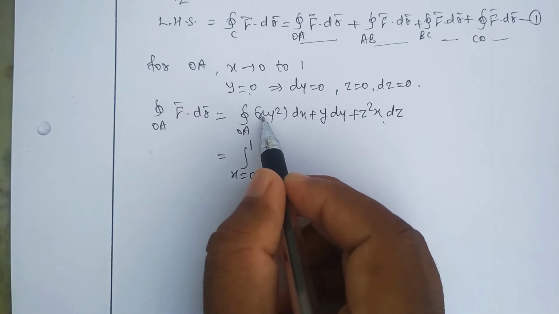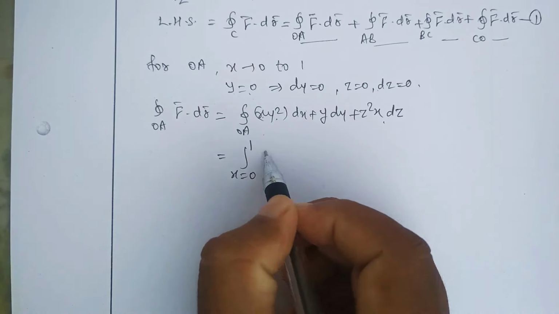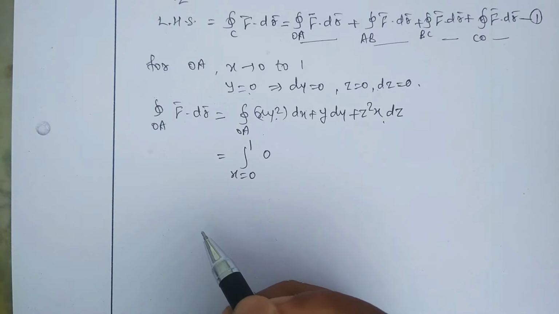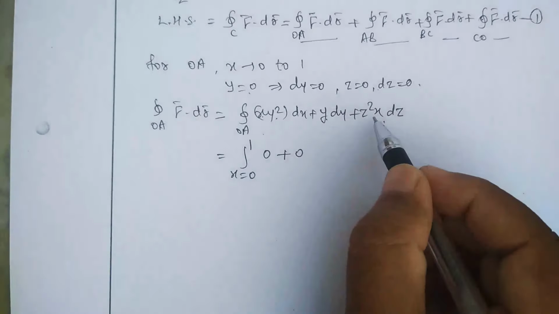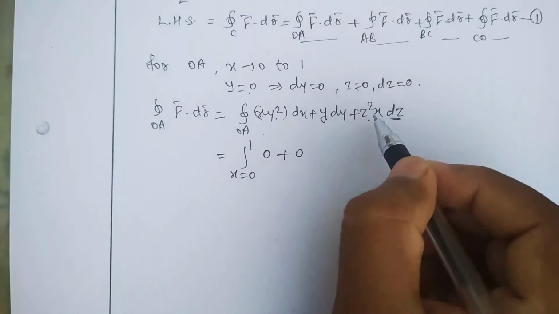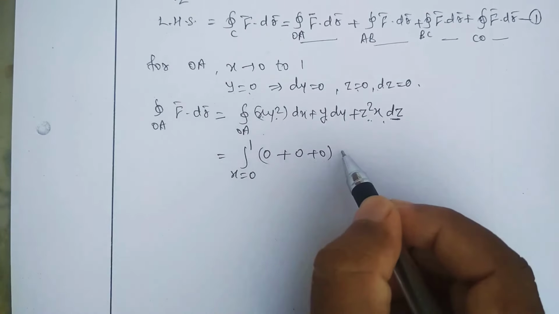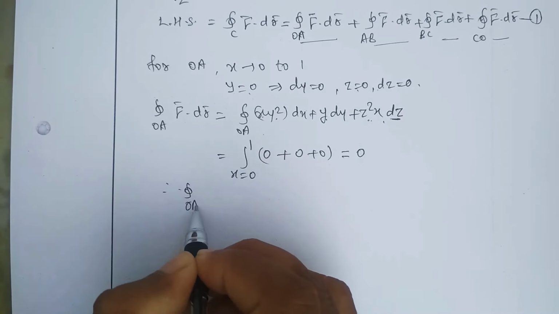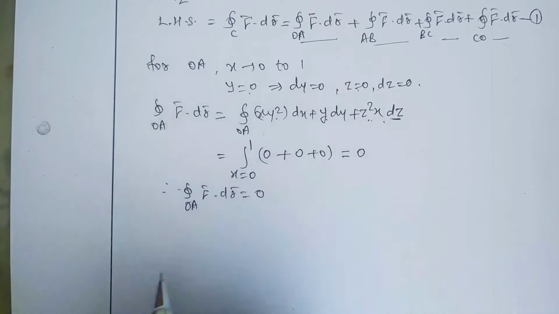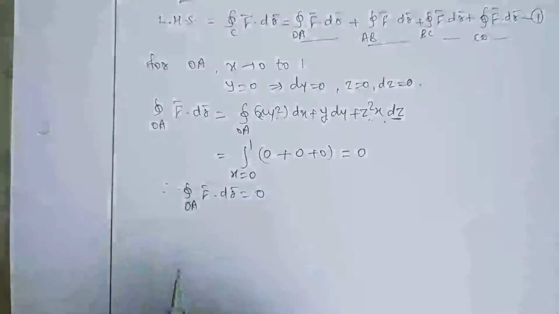Here x is as it is, and the value of y is 0. So that means this whole first term becomes 0. Then plus the value of y is 0 here, so the second term is also 0. And for the third term, the values of dz and z are both 0, so the third term is also 0. So this integration is also 0. Therefore, the integration along OA of f bar dot dr bar is 0. That is the first part. Now the second integral over AB.